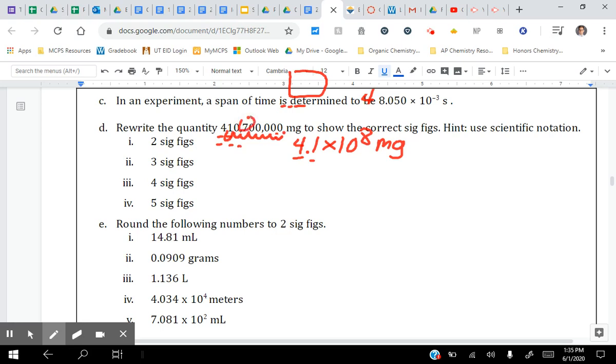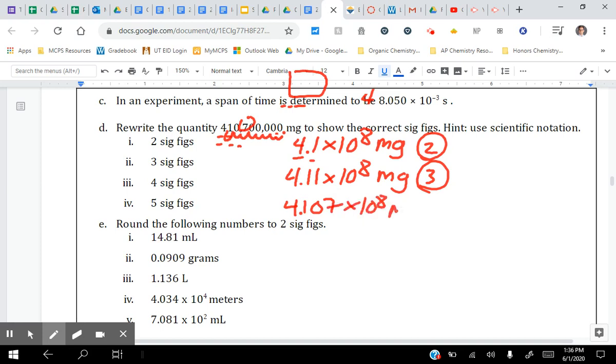I have to look at the 7, which would round up. So 4.11 times 10 to the 8th milligrams. This is 3 sig figs. If I wanted 4 sig figs, 4.107 times 10 to the 8th. Now the digit after the 7 is a 0, so I can just cut the number off there. And then my last one, 4.1070 times 10 to the 8th milligrams. And that would be 5 significant figures.